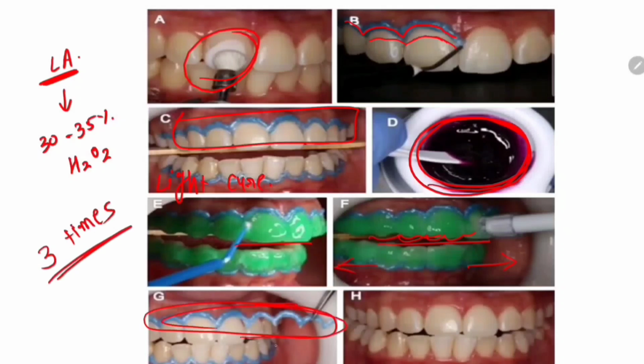After removing the gingival dam, you rinse the teeth with water, and you should apply vitamin E over the gingiva to promote healing. If any kind of soft tissue burn is there, then we apply this vitamin E. So this is about power bleaching.